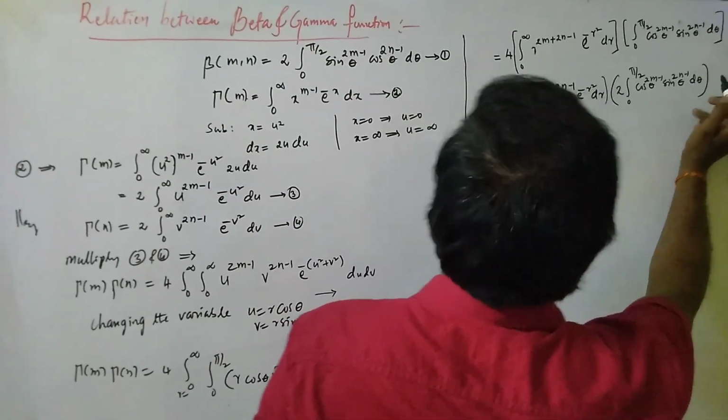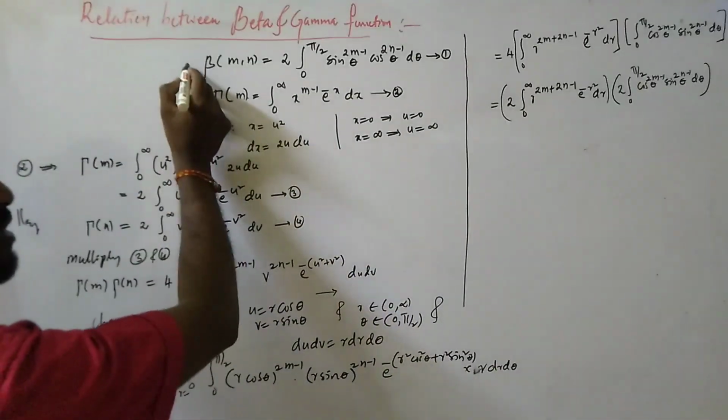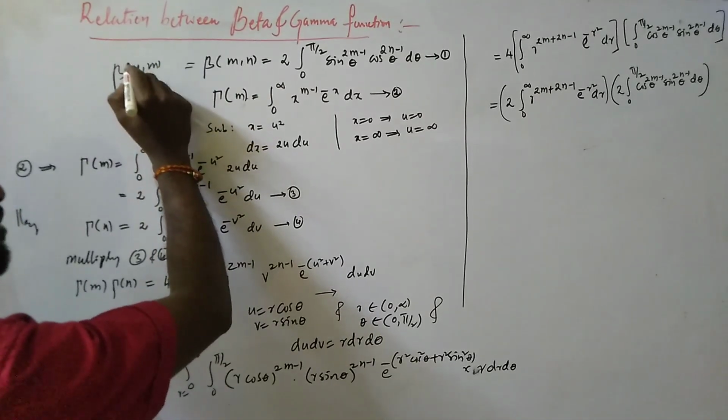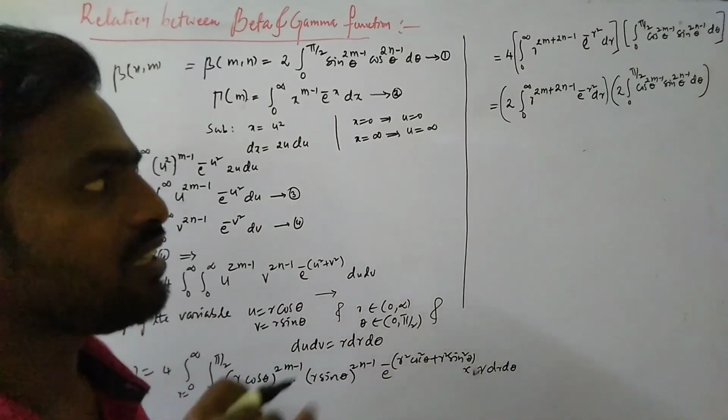So you know this term is equal to the beta of m comma n, which is also equal to beta of n comma m. So the commutative property exists in the beta function.